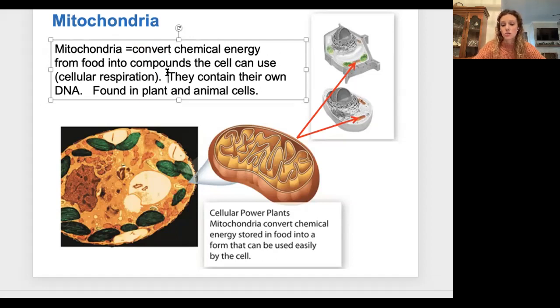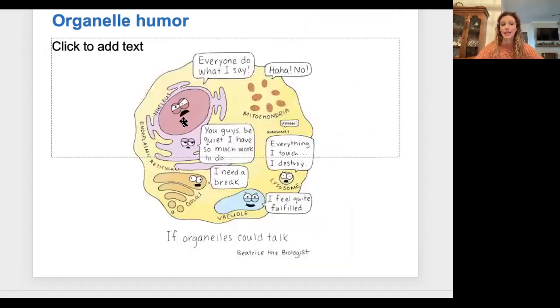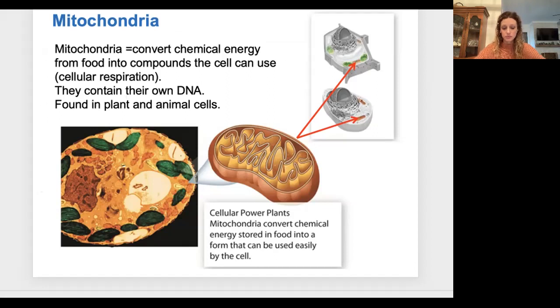Another word for this is cellular respiration. They contain their own DNA and they are found in plant and animal cells. Okay, so that is it for the notes for today.